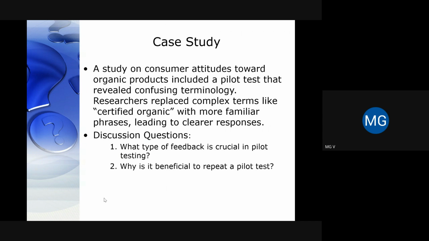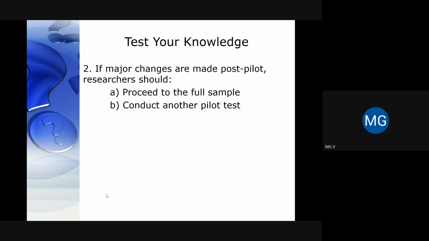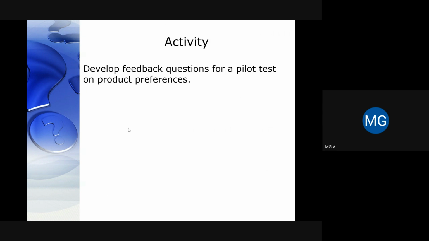Clear? So the primary aim of feedback collection in a pilot test is to shorten the survey or improve clarity and flow. Yes, it is B, improve clarity and flow. If major changes are made post-pilot, means after pilot testing, researchers should proceed to the full sample or conduct another pilot test. B, ma'am. Okay. Now I hope it is clear. We should conduct another pilot test. It is not just one time. It is based on the accuracy or the quality.